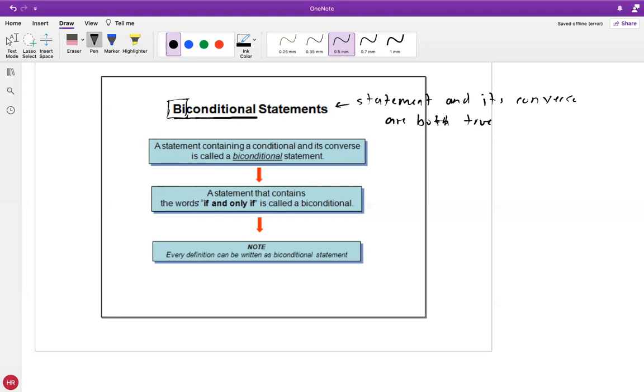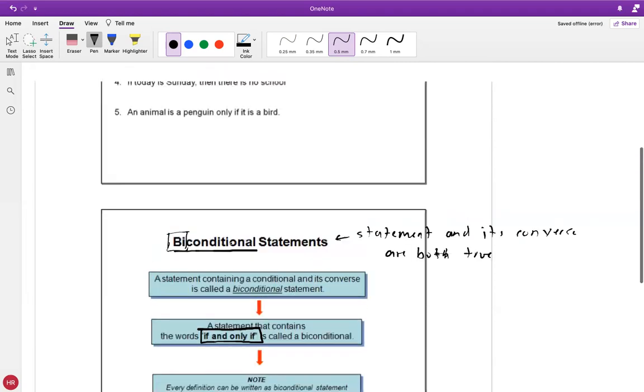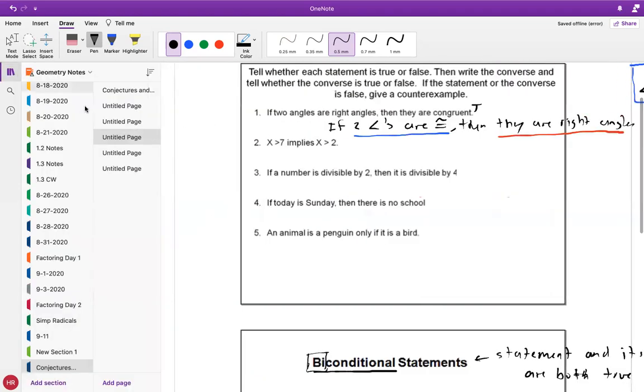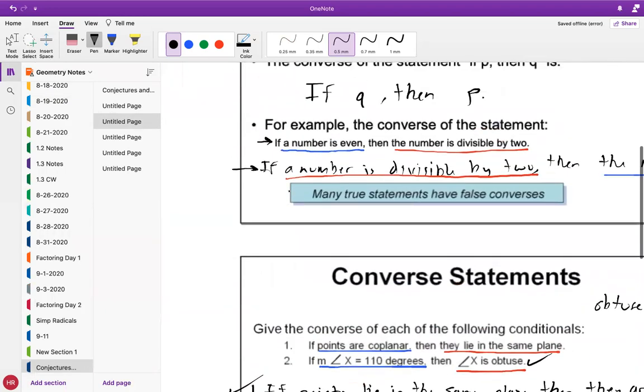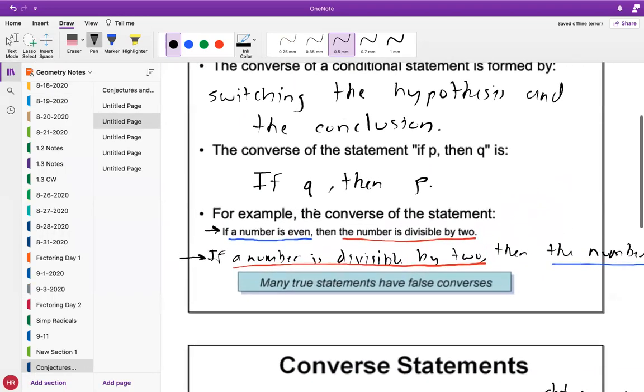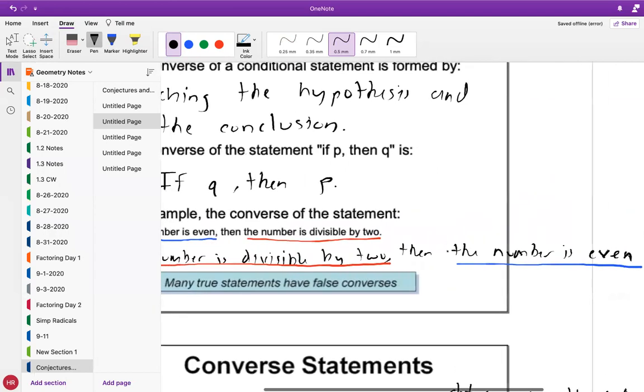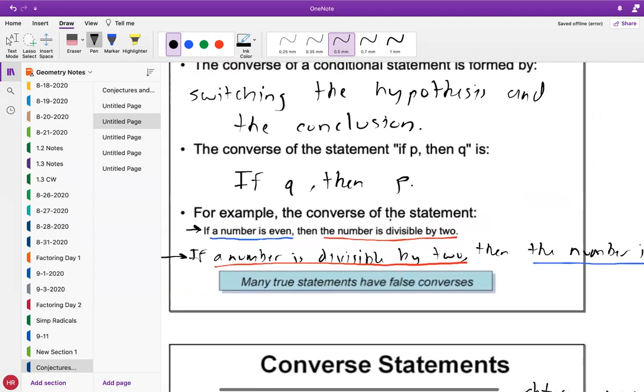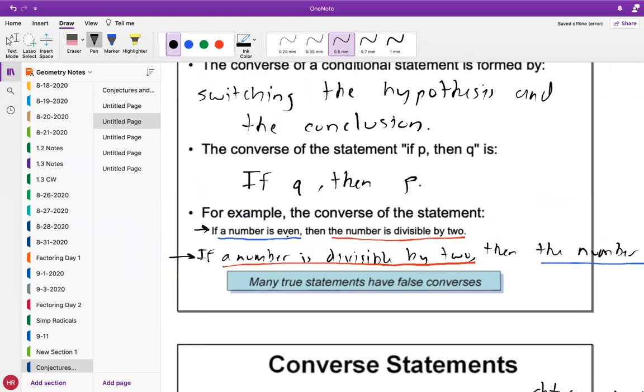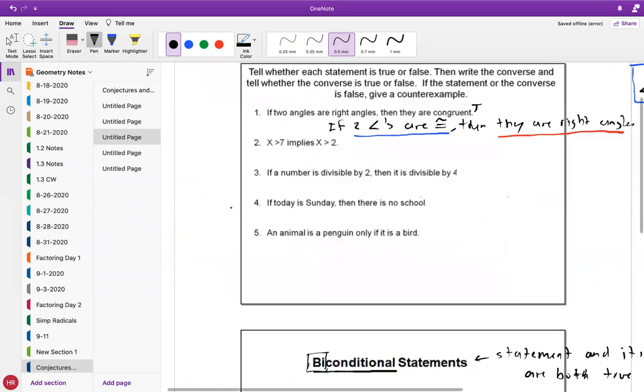It's almost always used with the phrase "if and only if." That means biconditional. And definitions are always biconditional. We saw one of these; I'm going to skip back a couple slides here. Right here: if a number is divisible by 2, then the number is even. That works both ways because the definition of an even number is that it is divisible by 2. So anytime it's a definition, it's going to work both ways. The statement and the converse are both going to work.